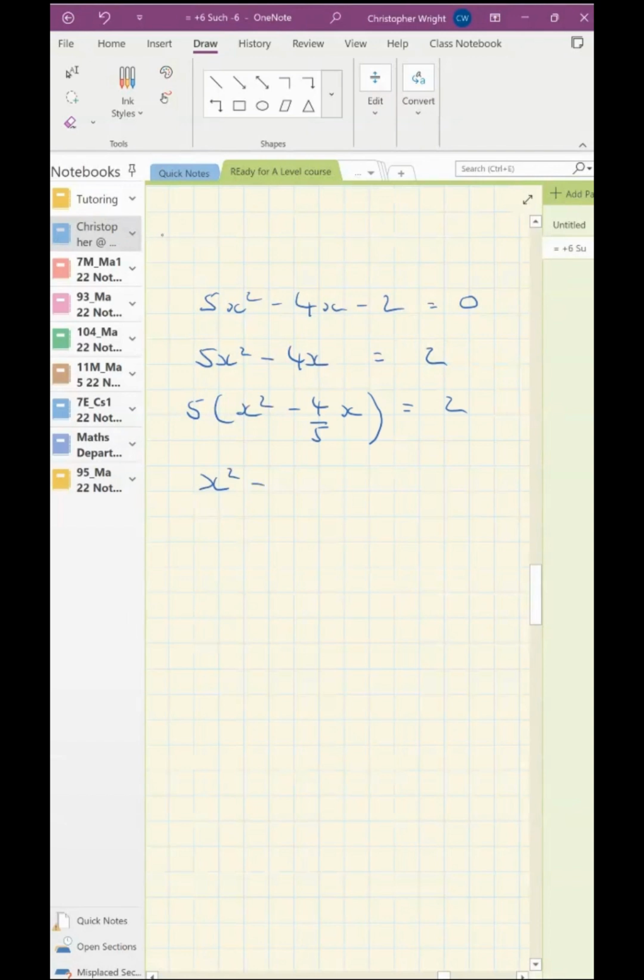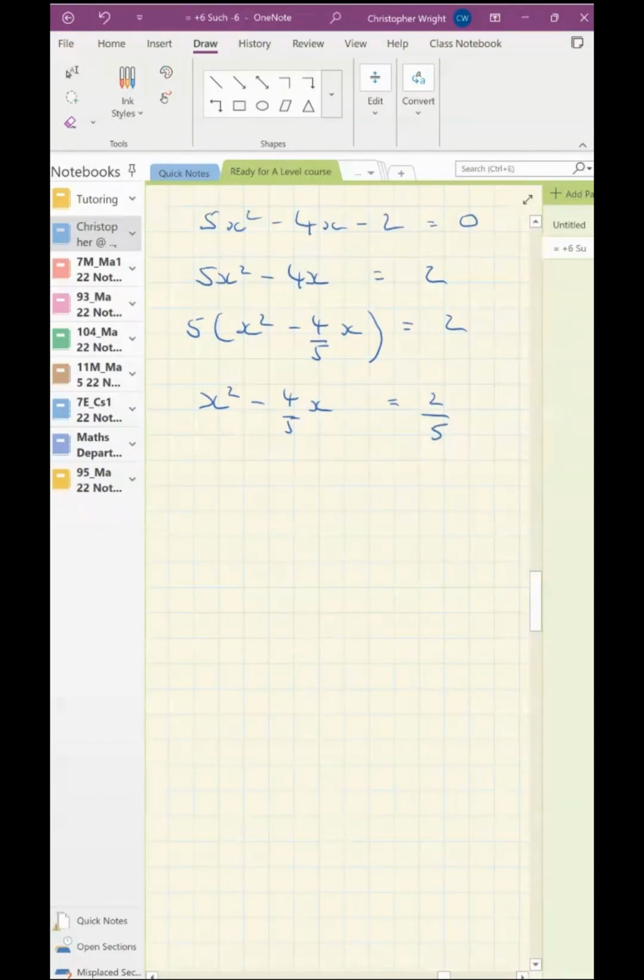which is going to give me x squared minus 4/5 of x equals 2/5. Good. All right, let's complete the square on the left-hand side. So I'm going to turn the left-hand side into x minus 2/5 squared. And that's going to provisionally equal 2/5.